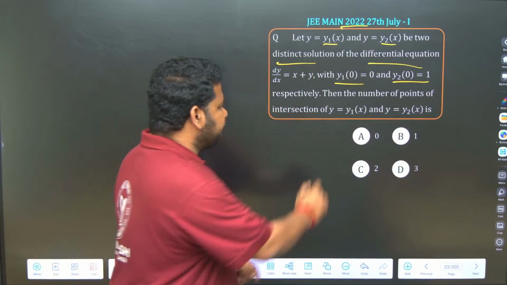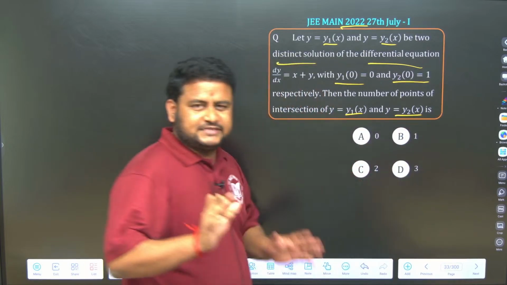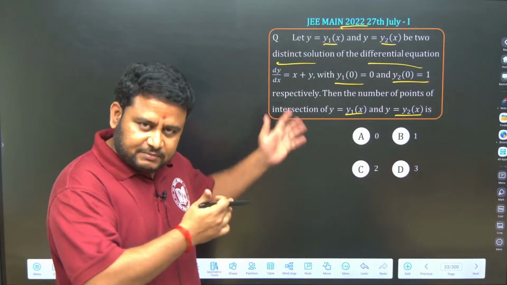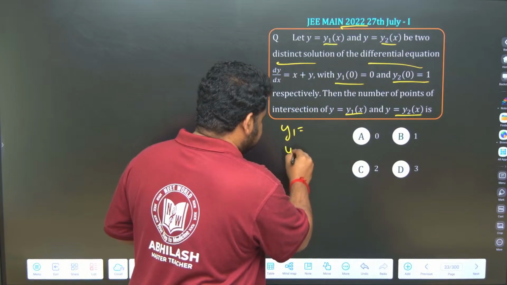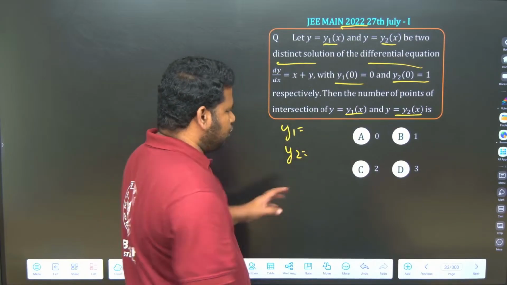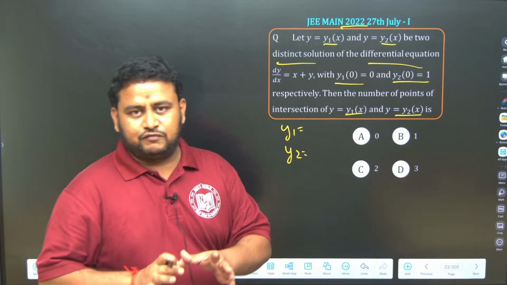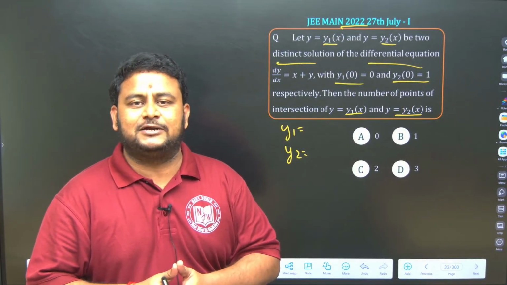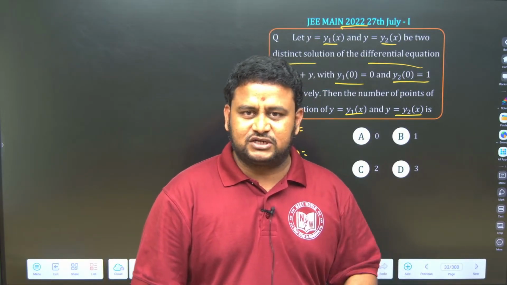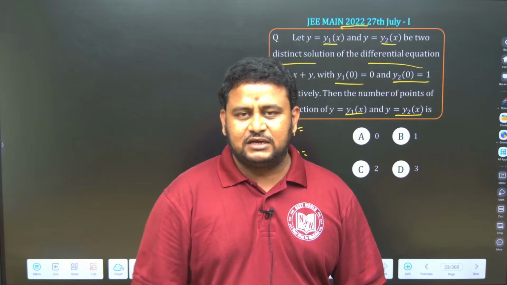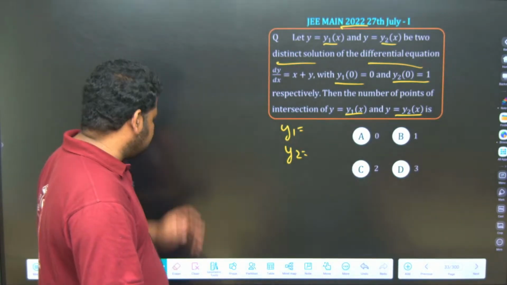Then they are asking the number of points of intersection of y is equal to y1 of x and y is equal to y2 of x. So basically what we have to find out here is, by solving the differential equation we have to bring it to a form where I should get y1 and y2. And on solving this, how many intersection points are there? That we have to find out. That means how many solutions we are able to get will give us the number of intersection points. If 2 solutions, 2 points of intersection. If 5 solutions, 5 points of intersection, like that. Got it, friends? That is the way we have to solve this question. Clear? So let us go about it.